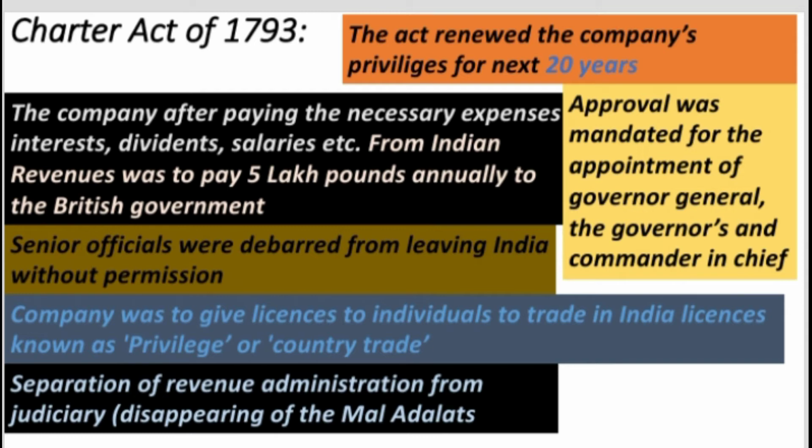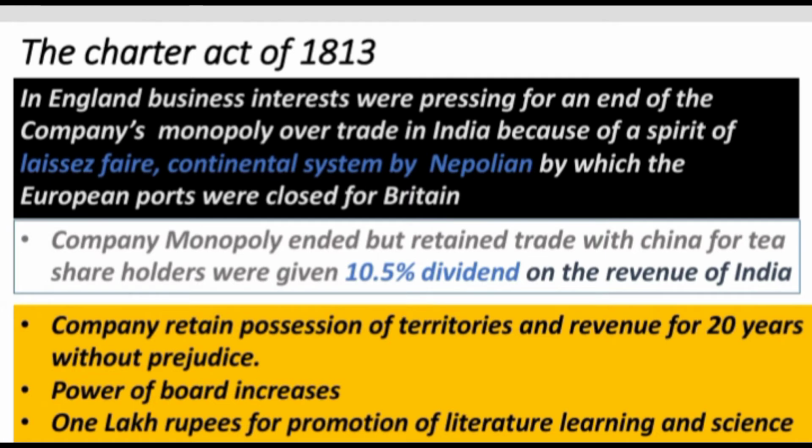In the Charter Act of 1813, the business interests were pressing for an end to the company's monopoly over the trade in India because of the spirit of laissez-faire and the continental system by Napoleon, by which the European ports were closed for Britain. The 1813 Act sought to redress these grievances: the company monopoly over trade in India ended, but the company retained the trade with China and the trade in tea.